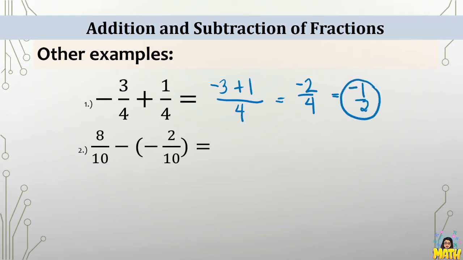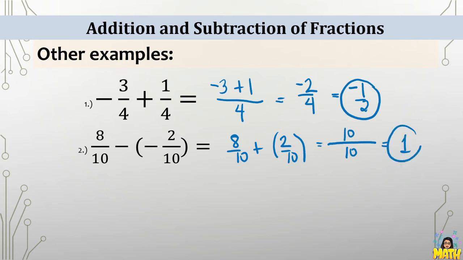Number 2, 8 over 10 minus the quantity negative 2 over 10. Still, we have similar fractions. Since the given have positive and negative values, we can follow the rule first, copy, change, and then proceed to the rule of fractions. Here, copy the denominator and add the numerators. 8 plus 2, that's 10 over 10. That is equal to 1.